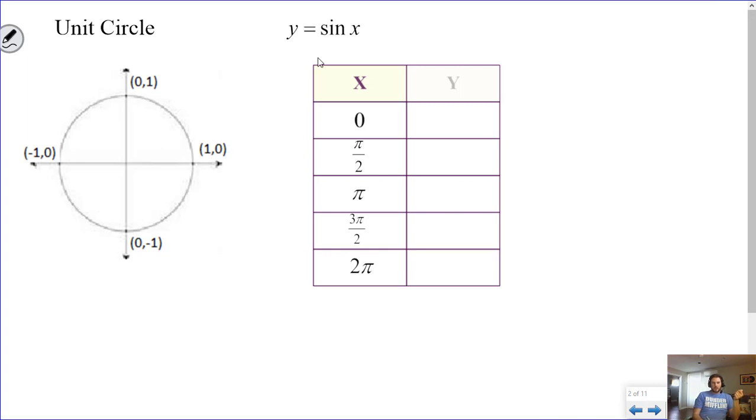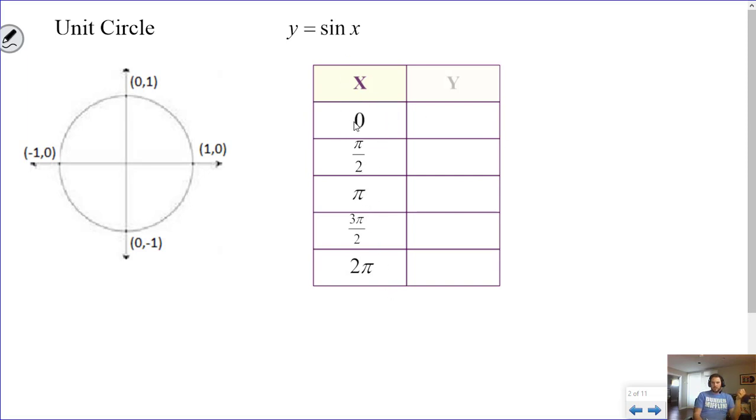What I want to do to start is make a nice table of values. Whenever we're trying to graph something, one of the easiest things we can do is make a table of values and see what the points indicate is going to happen. So if I take a look at my unit circle and I want to graph the function y equals sine x, let's pick a couple of key x values and then see what their y values are.